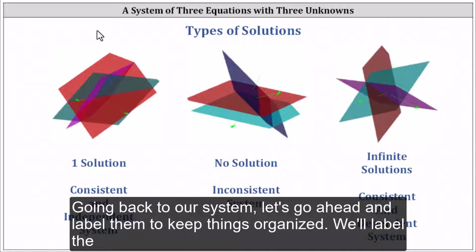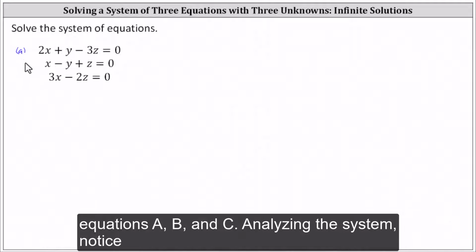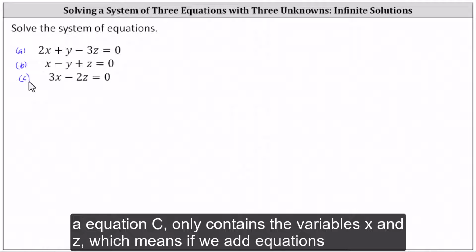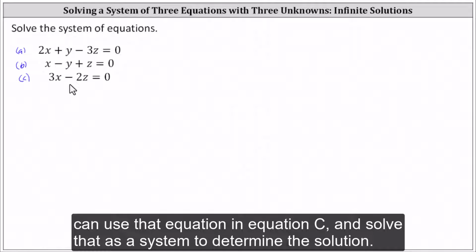Going back to our system, let's go ahead and label them to keep things organized. We'll label the equations A, B, and C. Analyzing the system, notice equation C only contains the variables x and z, which means if we add equations A and B and eliminate y, we'll have a second equation in terms of x and z, and then we can use that equation in equation C and solve that as a system to determine the solution.